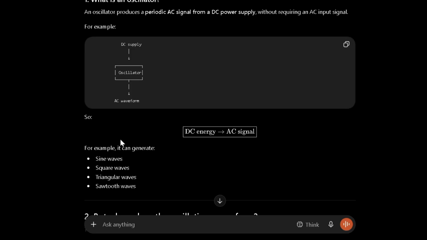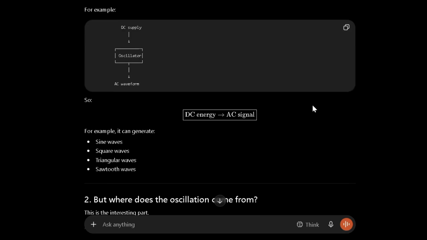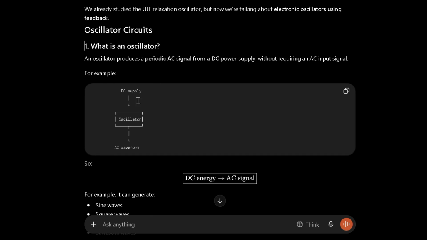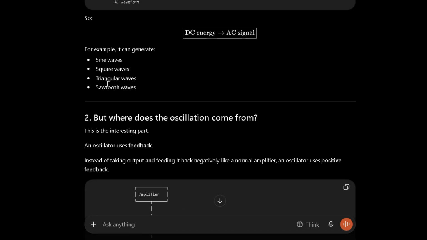turns into an AC signal. For example, it can generate sine waves, square waves, triangular waves, sawtooth waves. So this is the DC supply going to the oscillator, and it becomes an AC waveform. This is the functionality of an oscillator: it produces a periodic AC signal from a DC power supply without requiring any AC input signal.